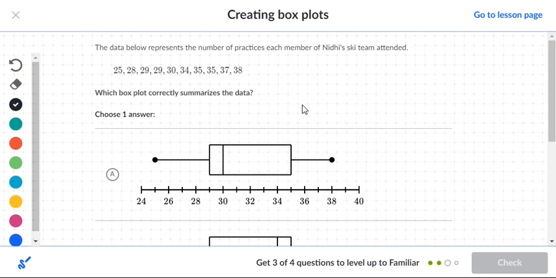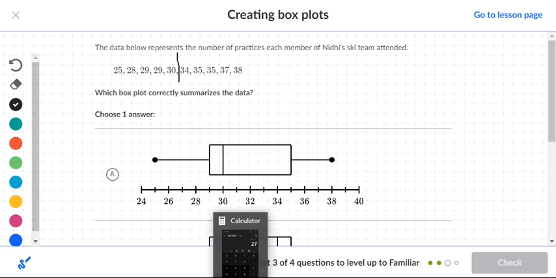So if we can find what quartile 2 is, we can solve this problem. So we have 1, 2, 3, 4, 5, 6, 7, 8, 9, 10. So we have 10 numbers. So we go 1, 2, 3, 4, 5, and then draw our line, 1, 2, 3, 4, 5. So we're between 30 and 34.